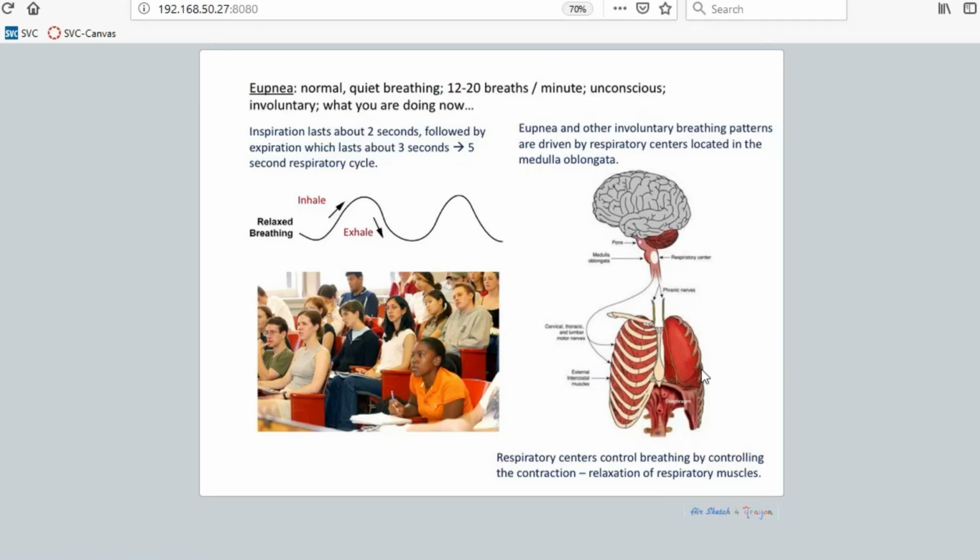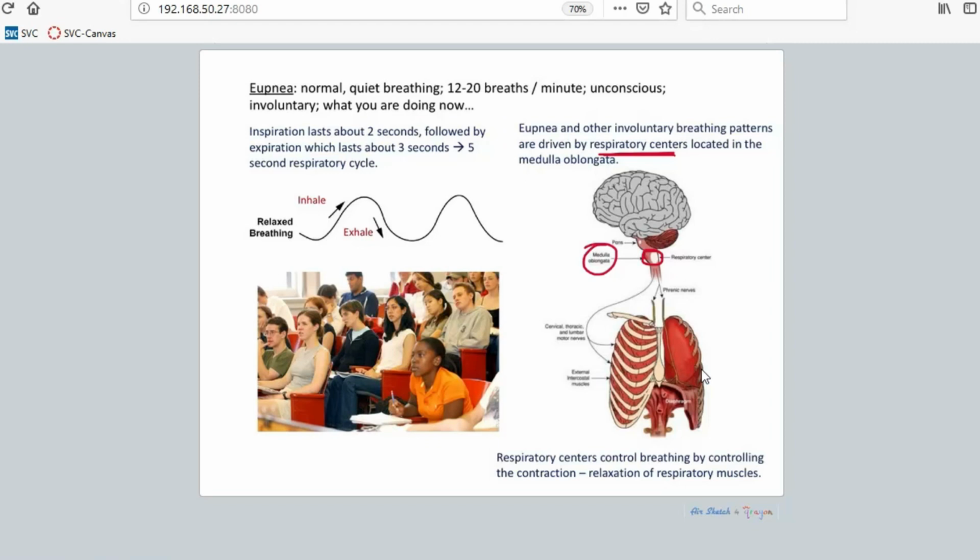So where is this coming from? Where are these commands coming from that's going to drive eupnea? And the answer there is in the brainstem, specifically in the medulla oblongata. We have respiratory centers in the medulla oblongata that are going to drive eupnea, drive this unconscious respiratory rate.